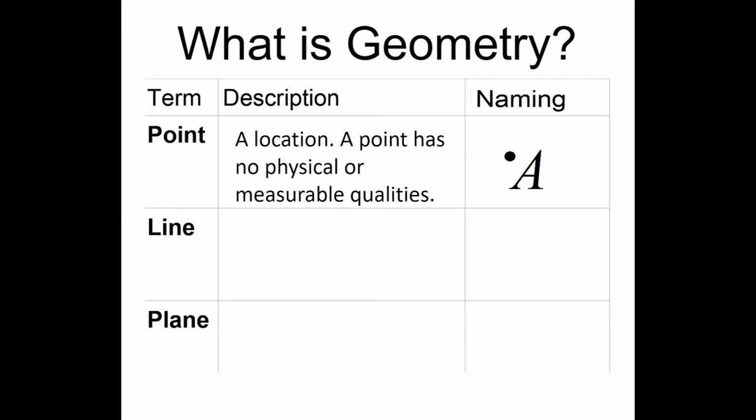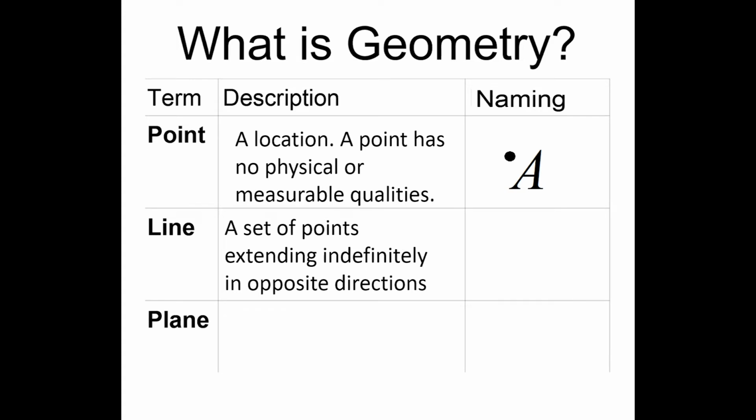For a line, what we're going to do is join a whole bunch of points together. We call this a set. A set is any time you have a collection of things. So a line is a set of points extending indefinitely, meaning goes on forever, in opposite directions. The way that we have to name a line, we're going to pick any 2 points on our line. We call that collinear. Anytime multiple points are on the same line, we say that those points are collinear.